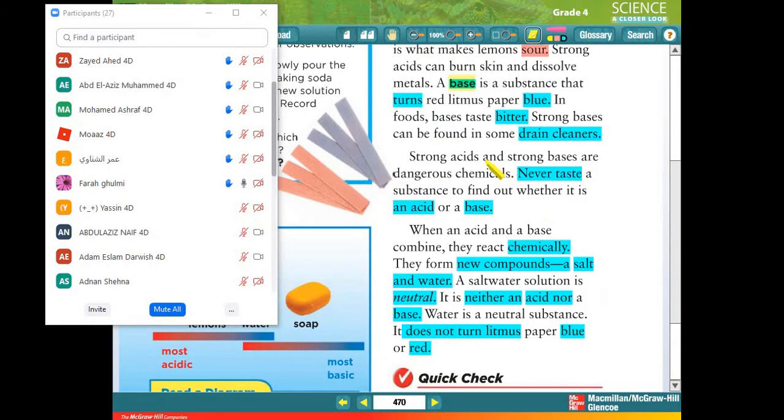Okay, be careful for this part, guys. Now, never taste any substance. Never taste. How can we know, mister, that it is acid or base or neutral? By using litmus paper. Okay, don't taste. But in general, we have some acids that are very famous, like lemon, like tomato, and you can feel that the taste is sour. But anyways, don't taste, because strong acid and base are very dangerous. Important point, guys.